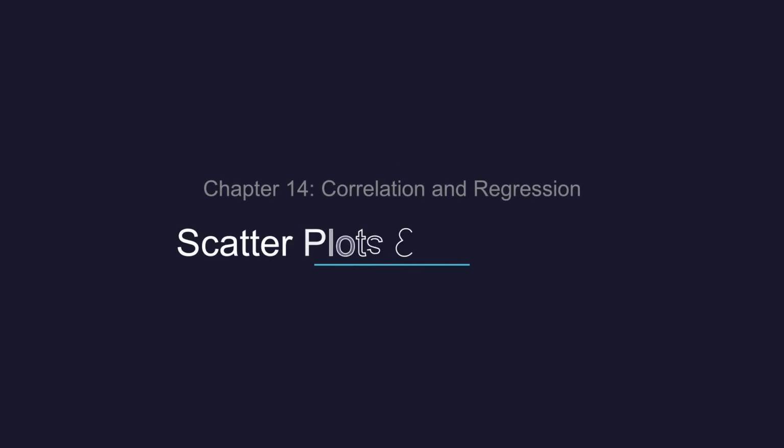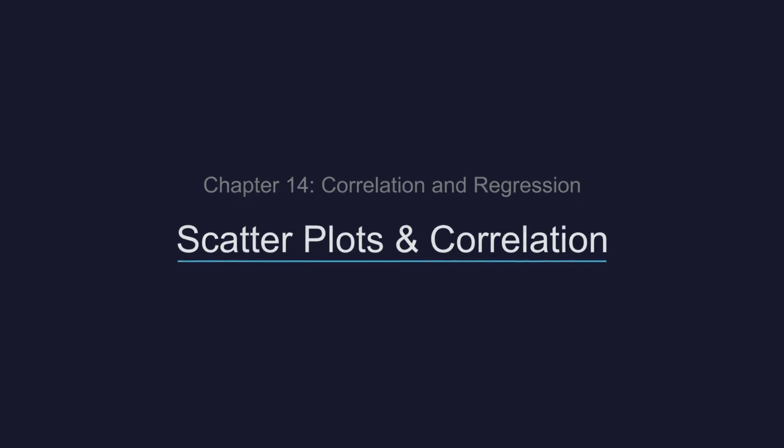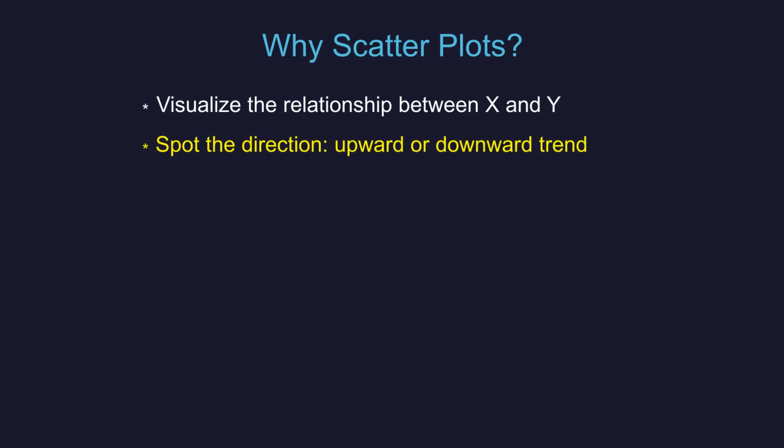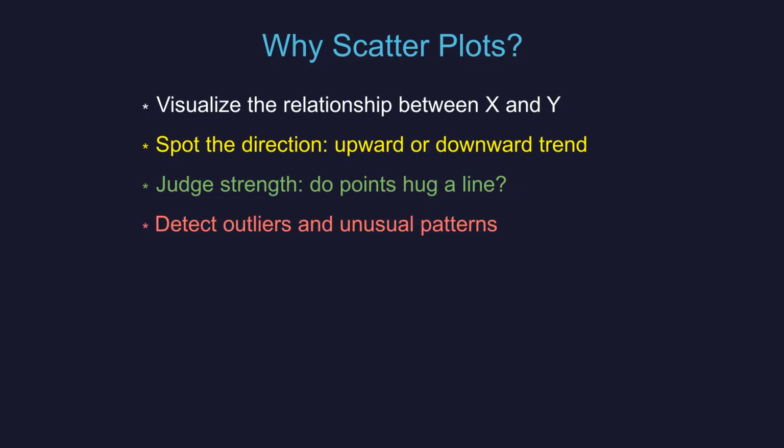Scatter plots and correlation. Let's learn how to visualize and quantify the relationship between two variables. When we have two quantitative variables, the first thing we should do is make a scatter plot. A scatter plot lets us see the relationship between an explanatory variable x and a response variable y. We look for the direction of the trend, whether the points cluster tightly around a line, and whether there are any outliers or unusual patterns.